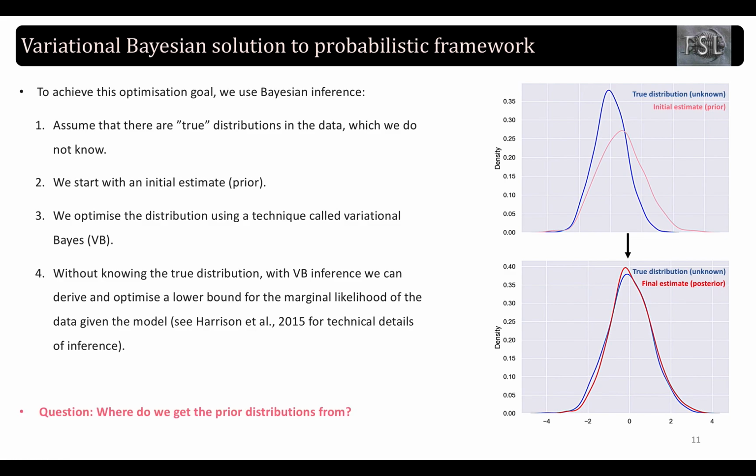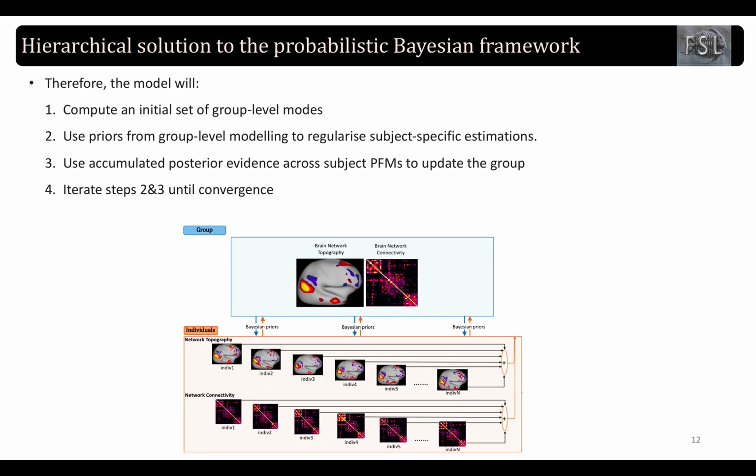Now, some of you might be wondering that in this way of inference, our initial choice of the prior distribution can be important, because if we have a good prior, our model will have a better shot at having a good estimation of the final posterior. So where do we get these priors from? In the PFM framework, the priors are set like this.